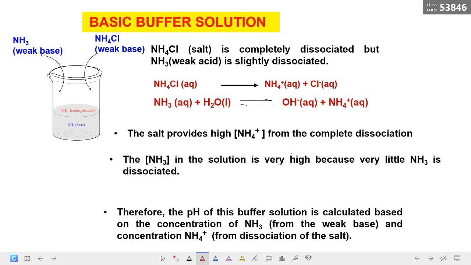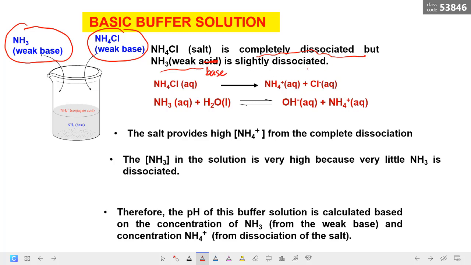Okay, how the basic buffer solution works. Okay, macam tadi, dalam ni ada apa? Ada weak base. Dalam buffer tu ada weak base and the salt, ammonium chloride. So, the salt completely dissociated, but the weak base is slightly dissociated.